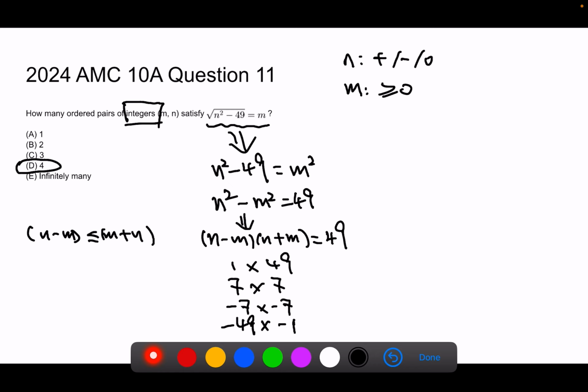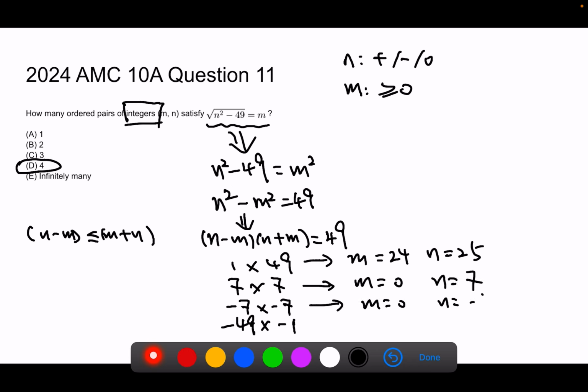If you want to take some precaution or be more cautious, you can go ahead and solve for m and n here. The first one is going to give you m = 24, n = 25. No trick, you just say n − m = 1, n + m = 49, and solve that equation. The second one is going to give you m = 0, n = 7. This one, m = 0, n = −7. And the last one, m = 24, n = −25. So the answer is 4.